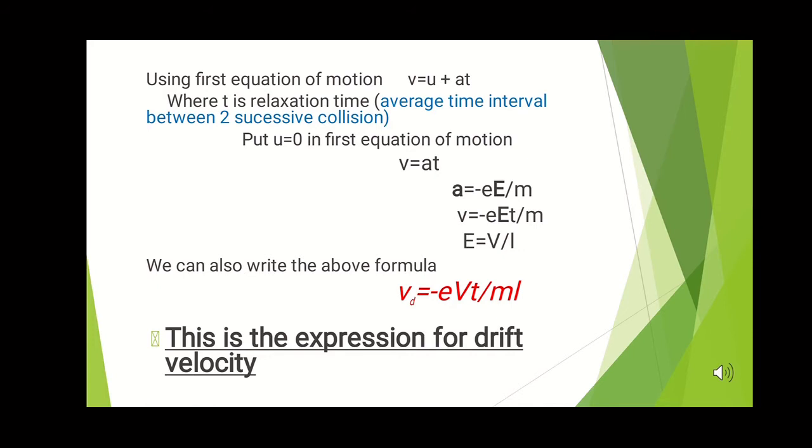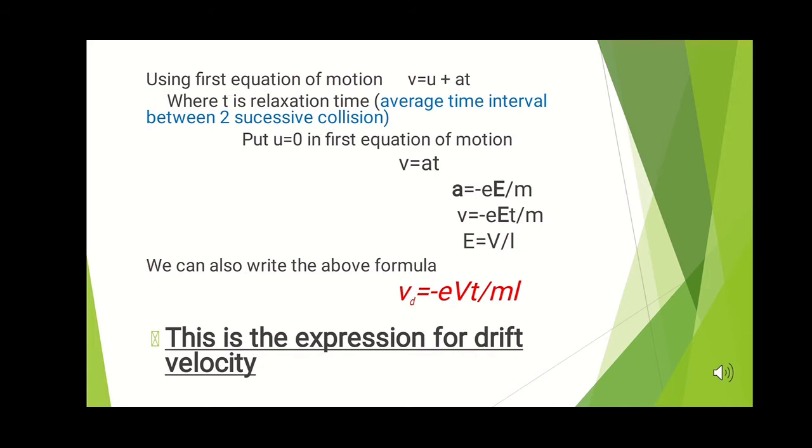We can also express this drift velocity formula in terms of the potential difference and the length of the conductor, because in the chapter on potential we studied the relation between the electric field intensity and the electric potential, that is, the potential difference.